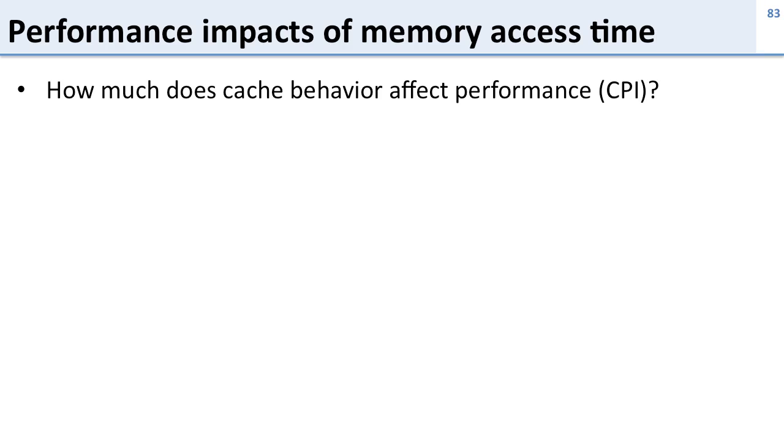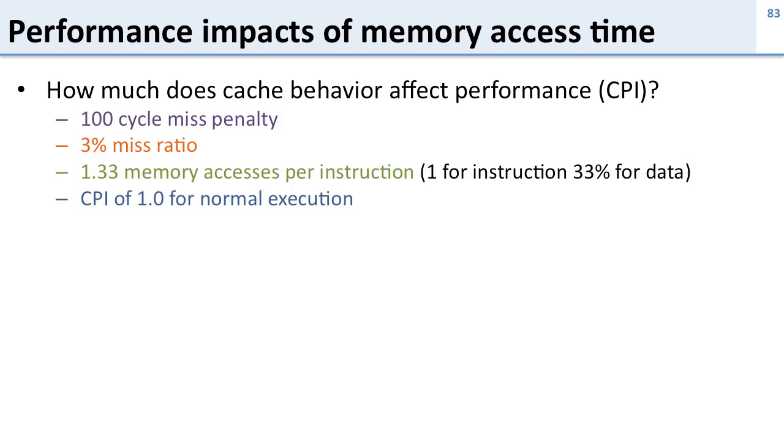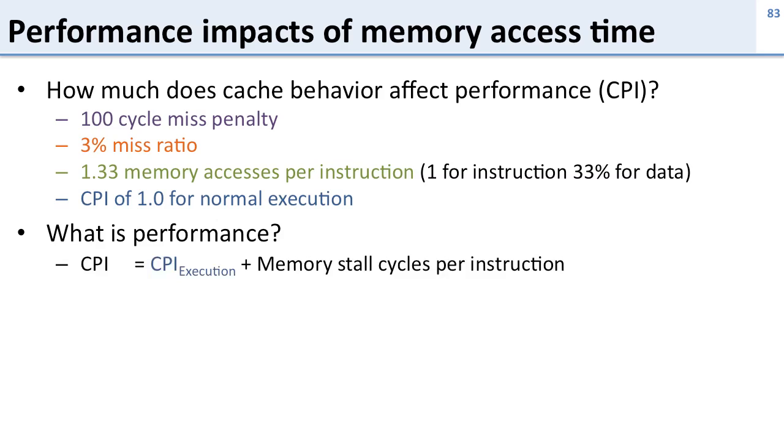So how much does cache behavior affect performance? Let's look at cycles per instruction. Now we've got a machine where we have a 100 cycle miss penalty, say we have a 3% miss ratio, and we have 1.33 memory accesses per instruction. That's one memory access for the instruction, and then 33% of the time we access data. There's a CPI of 1 for normal execution. So the performance, the cycles per instruction in the machine, is going to be the cycles per instruction needed for execution plus the memory stall cycles per instruction.